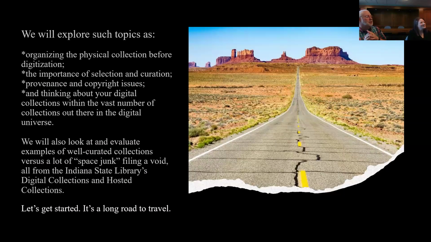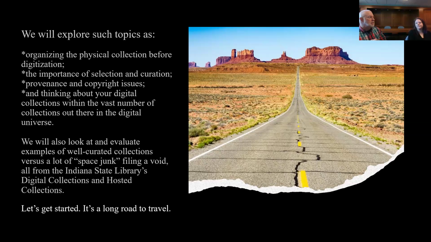We're going to explore such topics as organizing your physical collections before digitization, the importance of selection and curation, provenance and copyright, and thinking about your digital collections within the vast number of collections already out there in the digital universe. We will also take a look at some examples of some really well-curated collections. We're going to take a look at some space junk, as I like to call it. And then we'll take a look at our collections and the hosted collections.